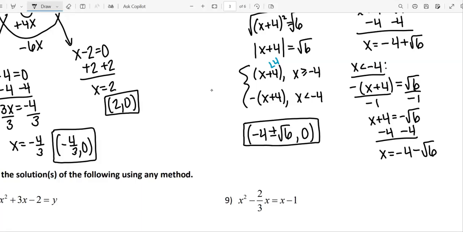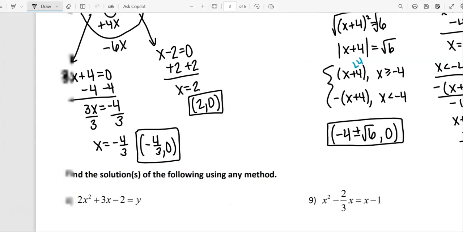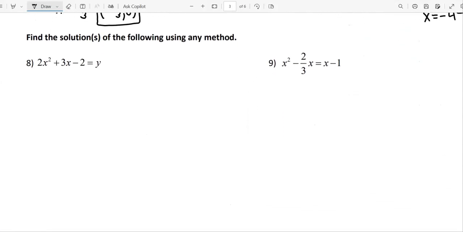What questions do we have? We are doing number 8. Tell me the good news about number 8. It says find the solution, so we can stop when we find x. But it says find the solution, so it should be equal to 0. So 2x squared plus 3x minus 2 is equal to 0.